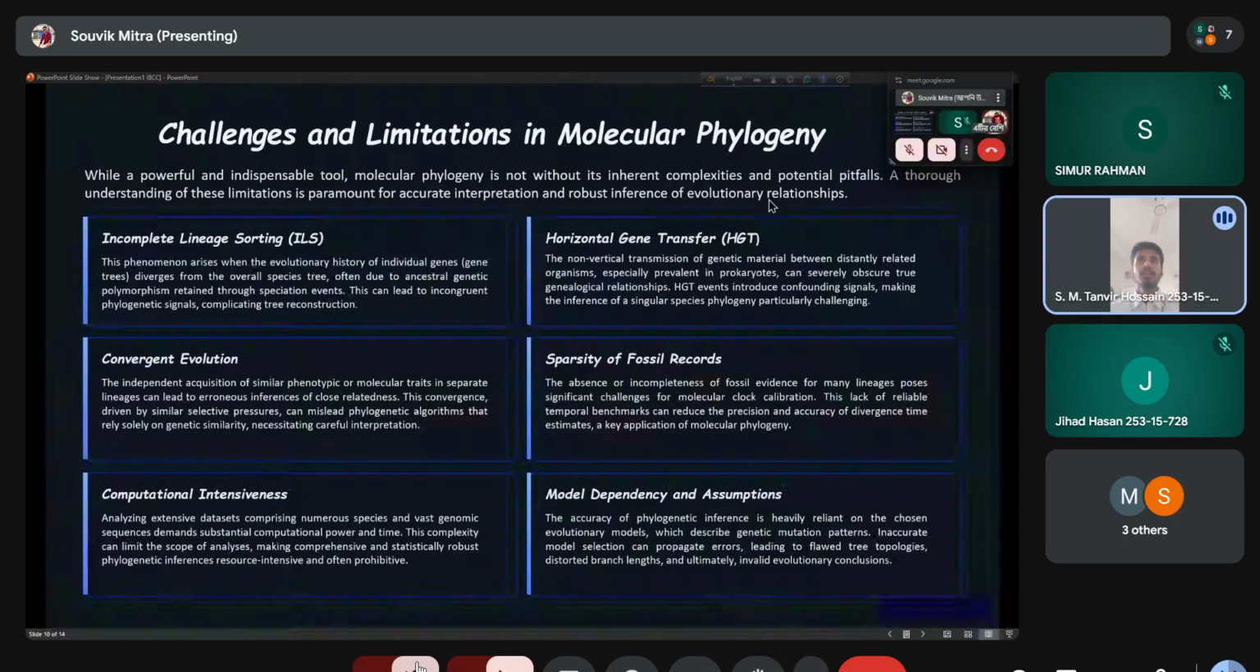Now I will briefly cover the challenges and future of molecular phylogeny. Challenges and limitations. Molecular phylogeny faces several hurdles. Biologically, incomplete lineage sorting and horizontal gene transfer can scramble genetic signals, making trees hard to reconstruct. We also deal with convergent evolution, where unrelated species look similar, and a sparsity of fossils for dating. Technically, the field is restricted by computational intensiveness and a heavy model dependency, where the wrong assumptions lead to invalid results.